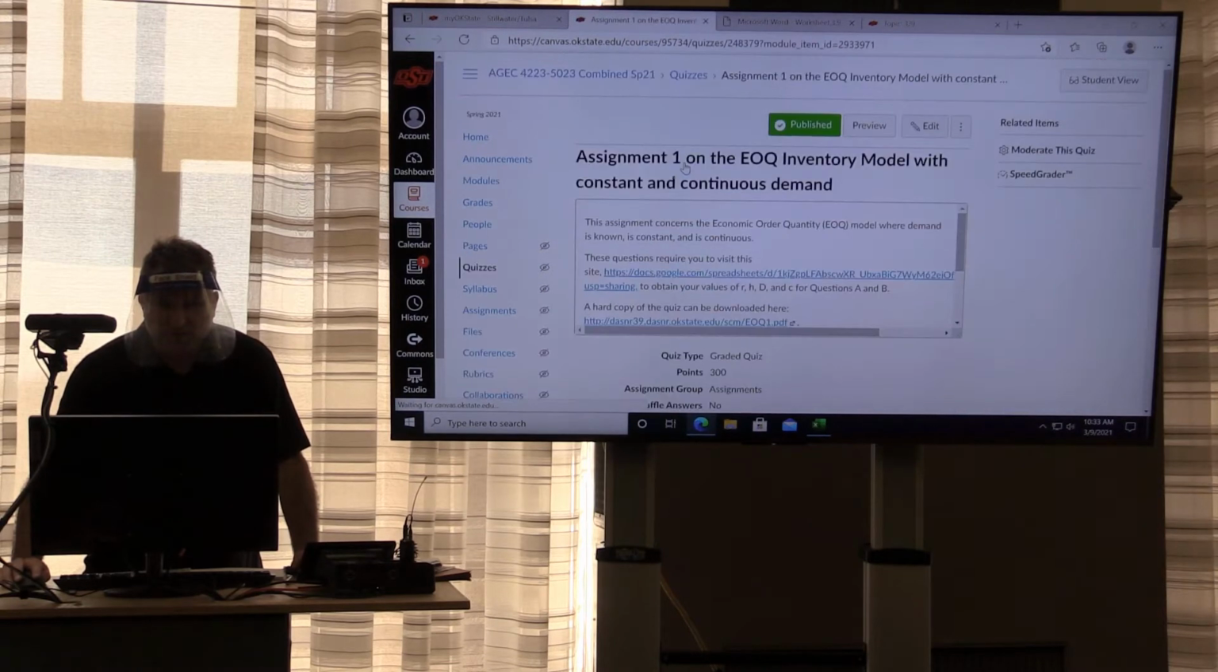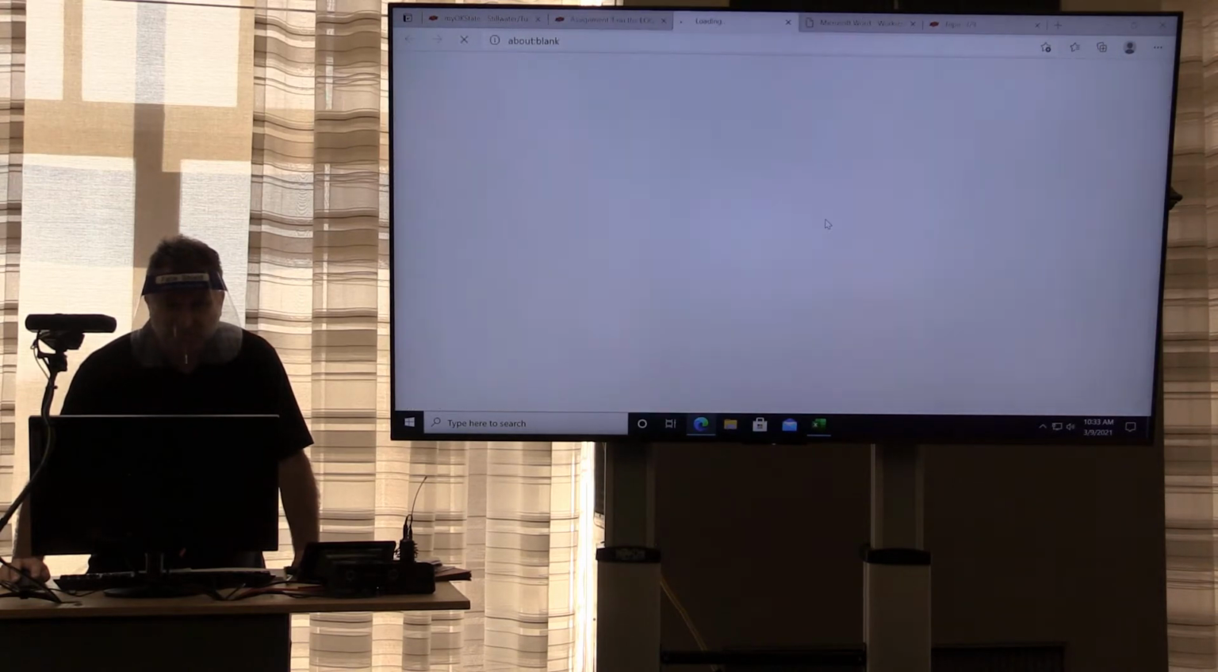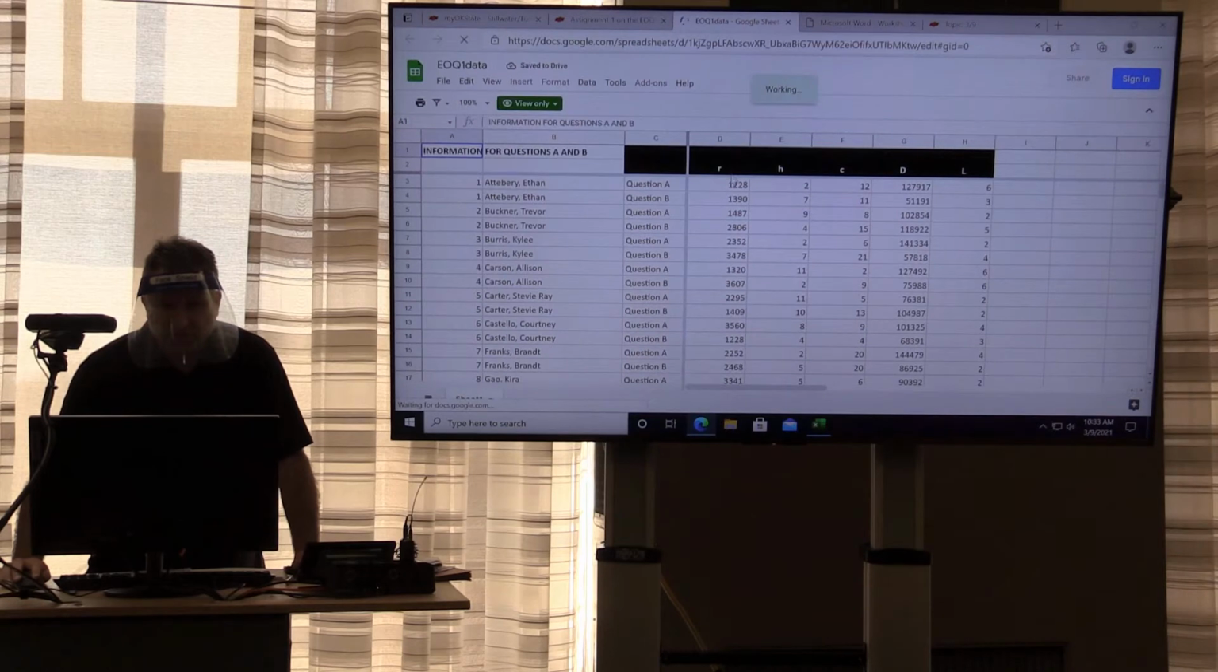Assignment 1, that's the one where you can go ahead and get a hard copy of it in advance and know exactly what it is. It's going to require you to go to a spreadsheet and get your particular values for R, H, C, D, and L like we did in last class.